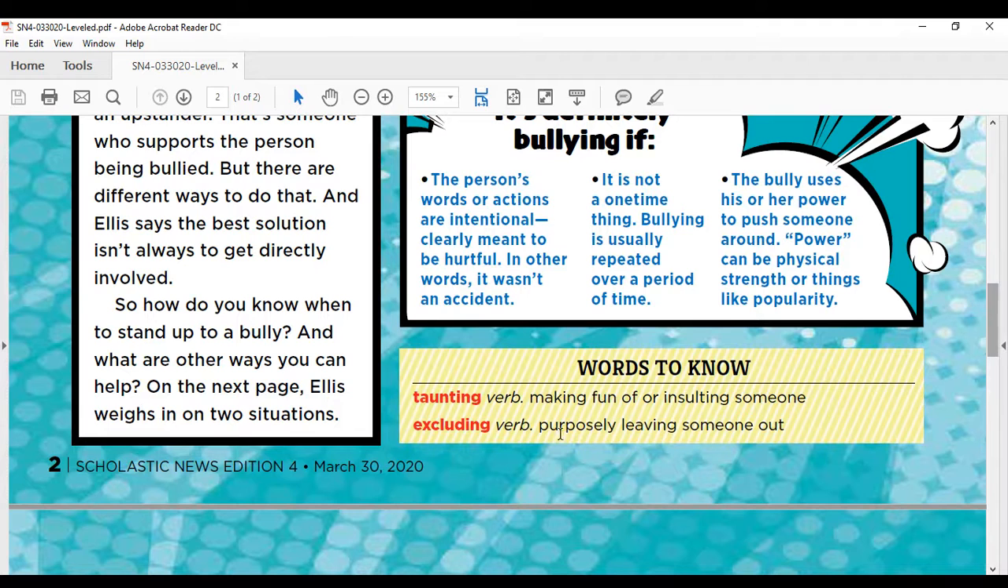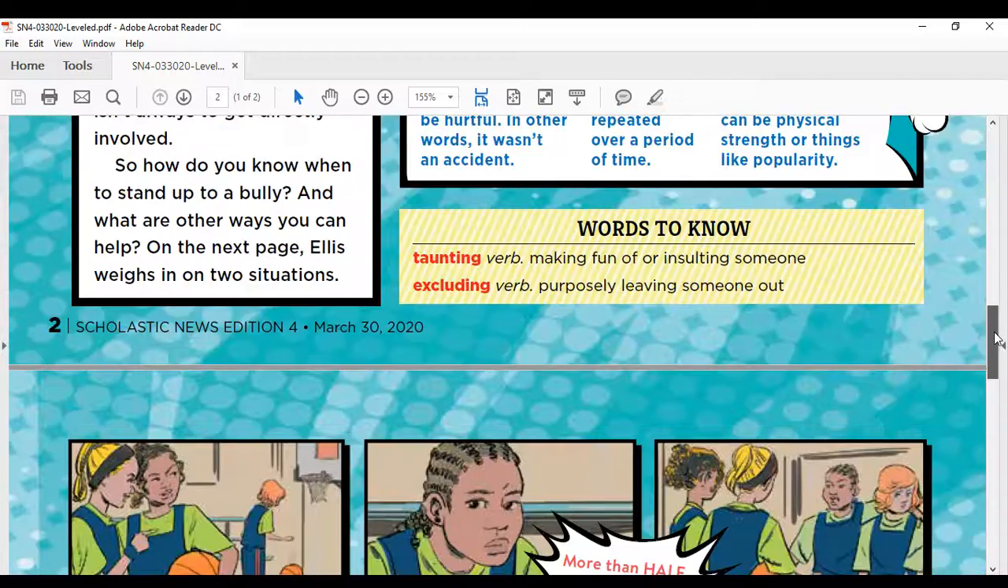In addition, you have the words to know. So you have taunting, which are the words we had at the beginning of the lesson. Taunting is making fun of or insulting someone. Excluding is purposely leaving someone out.